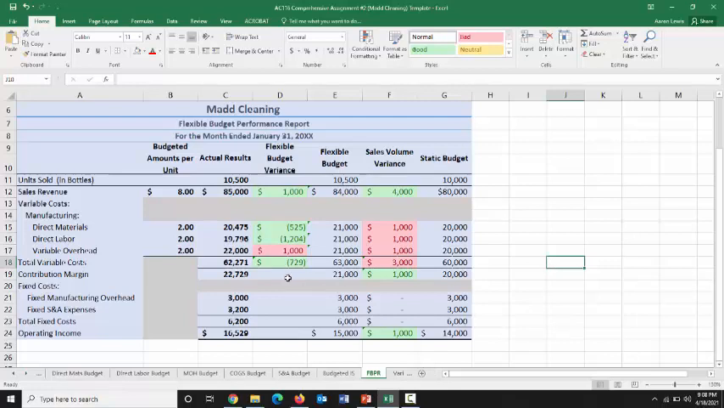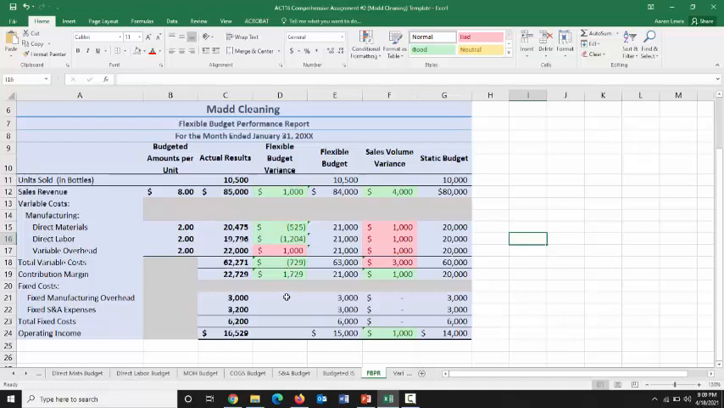What about our contribution margin? Well, after we accounted for the variable costs of production, we had $22,729 in actual contribution margin left over towards covering our fixed costs. Well, our flex budget says we should have only had $21,000, which means we had $1,729 more in contribution margin than we thought we were going to, given how much we thought we were going to sell each bottle for and how much we thought it was going to cost us to produce each bottle. That is a favorable variance.